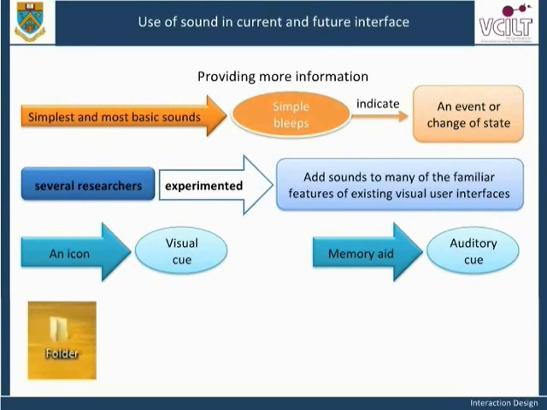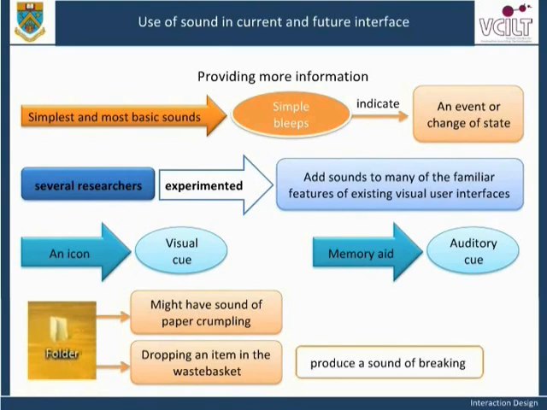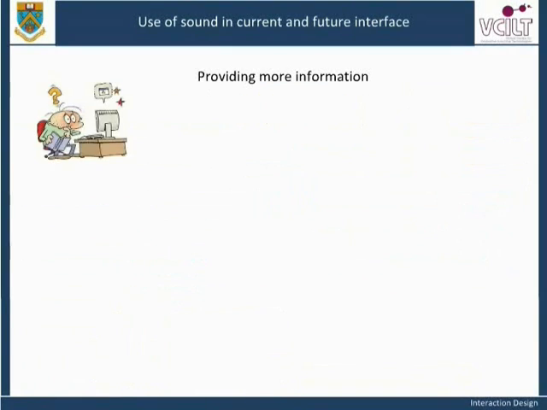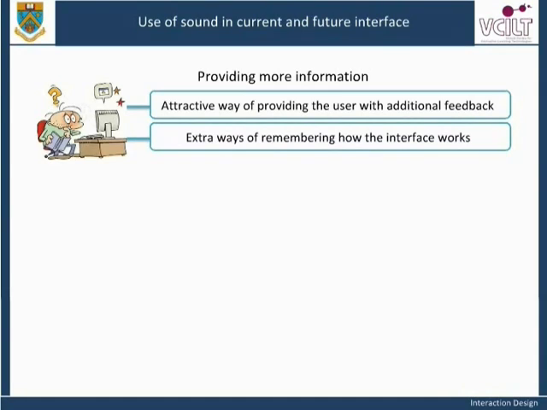For example, folders on a desktop might have the sound of paper crumpling, presumably because in the real world, we put paper into folders, and dropping an item in the waste basket might produce a sound of breaking, because things sometimes break when we throw them in the bin. While this might seem an attractive way of providing the user with additional feedback and extra ways of remembering how the interface works, it has some problems.